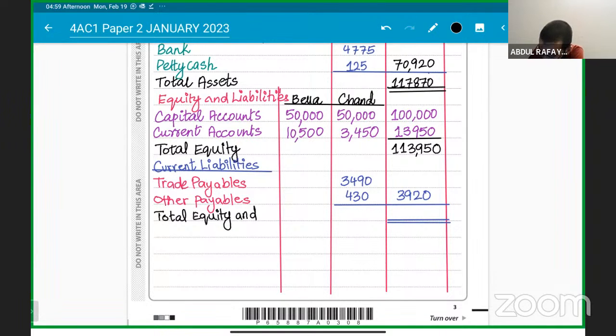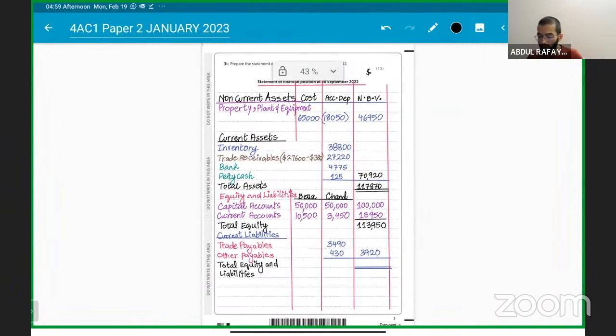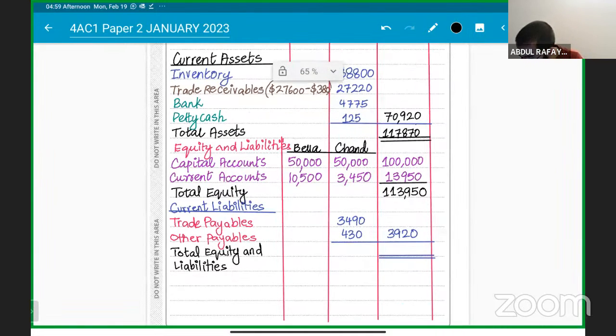That was the question. This question part is basically for 12 mark students. So we will get all 12 marks here. That is 113,950 plus 3,920. I'm getting 117,870, which is matching. So we have got the balancing done as well. Clear on that?